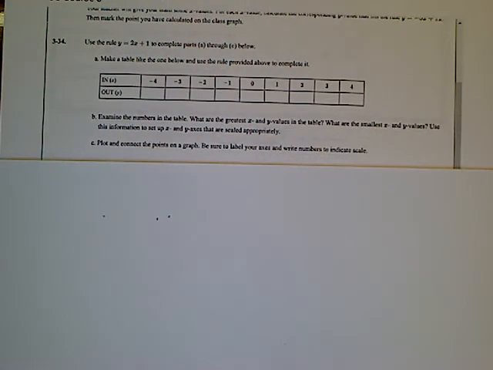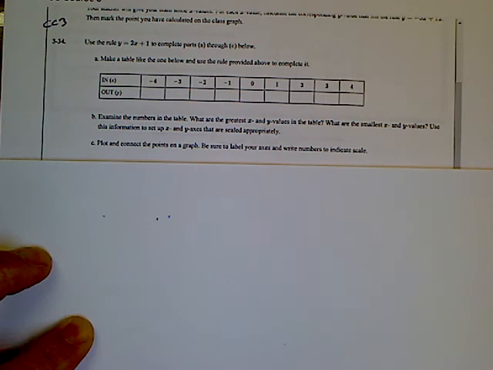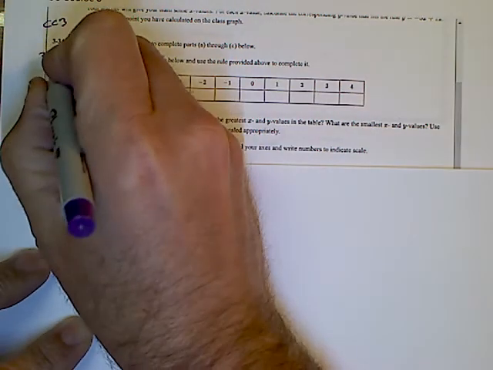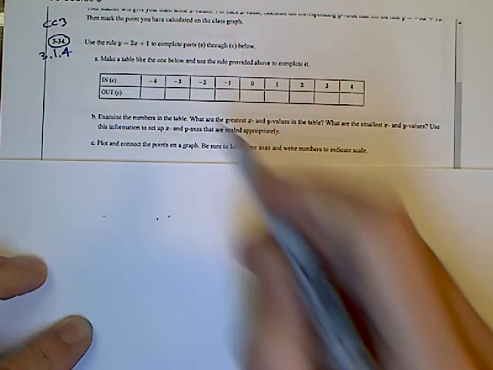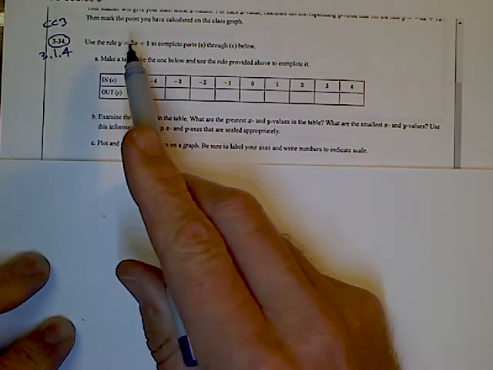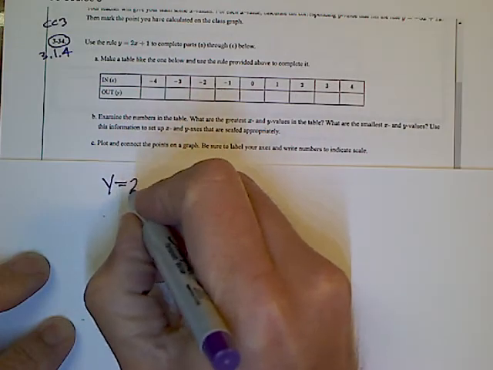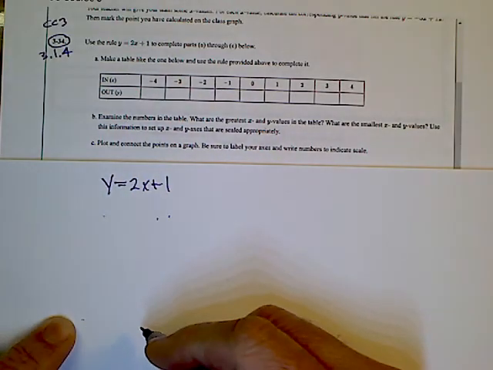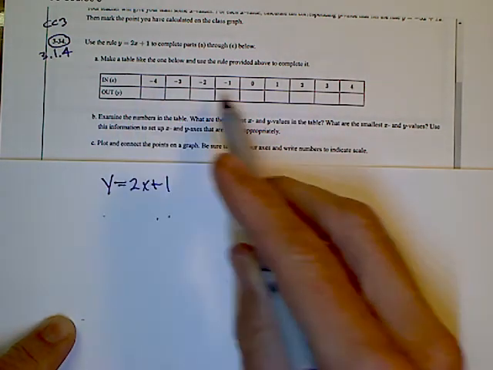All right, we are in CC3, and this is section 3.1.4, number 334. It asks us to use this rule: y equals 2x plus 1, and take that rule and complete this table. So part A is completing that table.